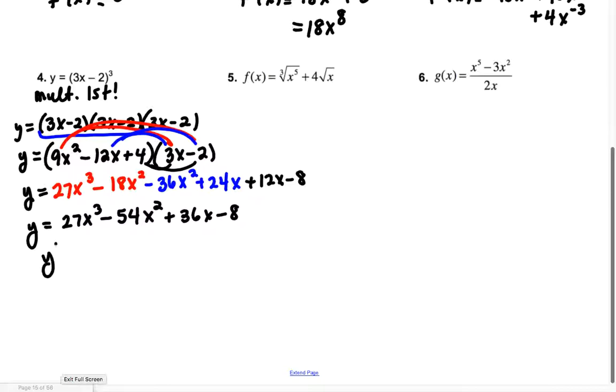Now take the derivative. The derivative's easy now. Well, besides hard numbers to multiply, can you handle 27 times 3? Yeah? 81. Phil's got this. 81x to the second minus 108x to the first, right? And then plus 36. Yeah, and then plus 0 at the end, but we can leave it off. Does this make sense? You got it?